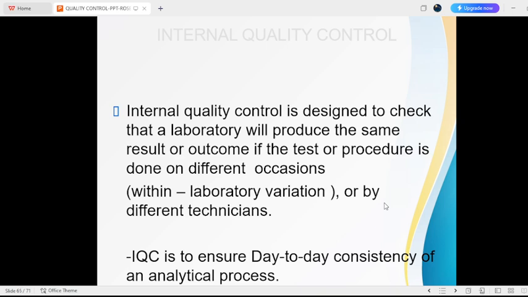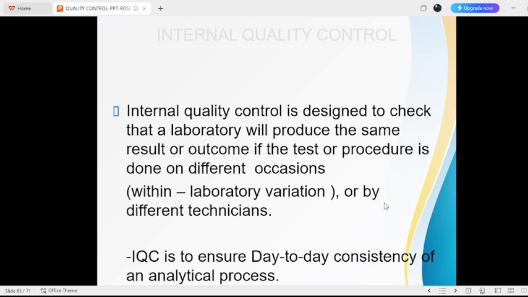Next is about the classification of quality control. Quality control is broadly classified into internal quality control and external quality control. Internal quality control is designed to check that a laboratory will produce the same result or outcome if the test or procedure is done on different occasions. So this is mainly used for detecting laboratory variations or variations between different technicians.